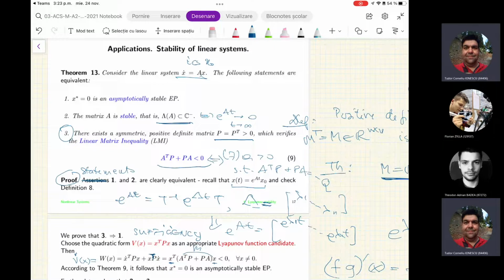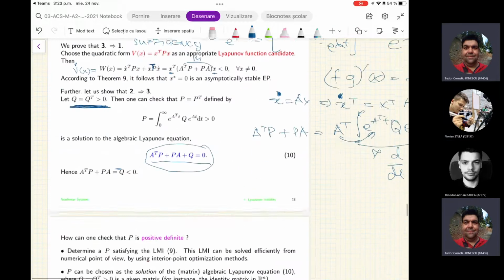How can we assess the stability of a linear system? We take matrix A, we solve the LMI, we find the solution, and that's it. If the solution exists and is positive definite, then the linear system is asymptotically stable.